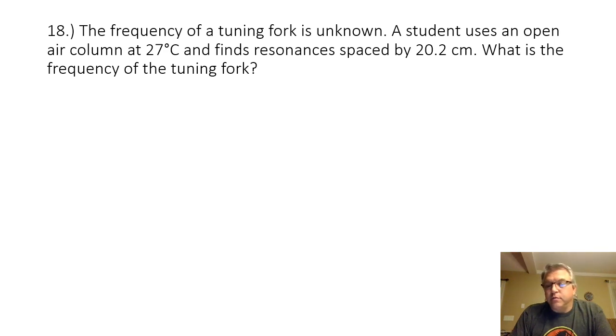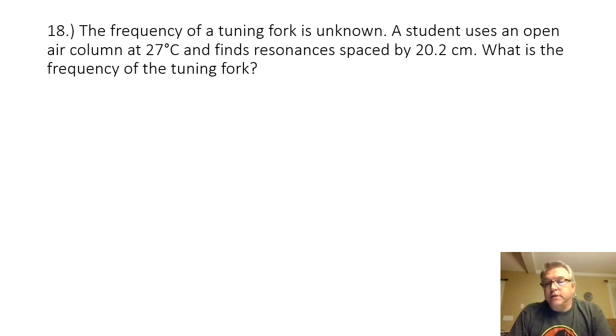So in this case, we're being asked to find the frequency, and we know what the distance between my resonant spaces are. And we also know what the air temperature is. So I can use the air temperature to find the speed of the wave, and I can use the spacing between the resonances to find the wavelength. From those two things, I can then find my frequency. So let's take a look.